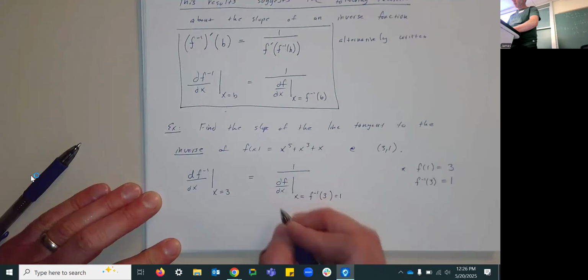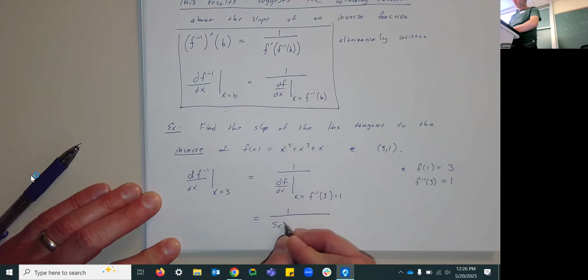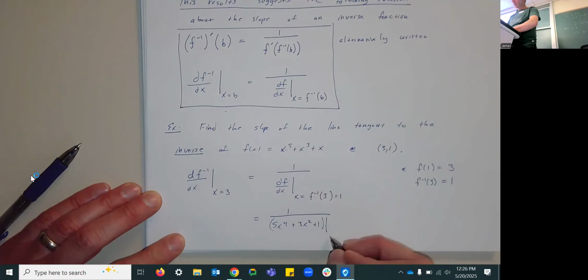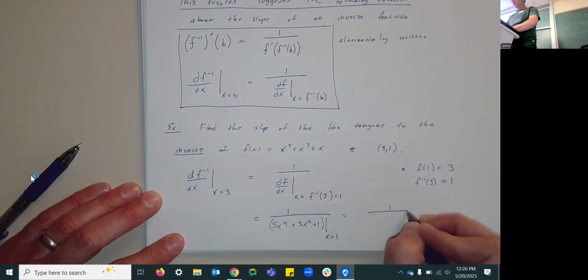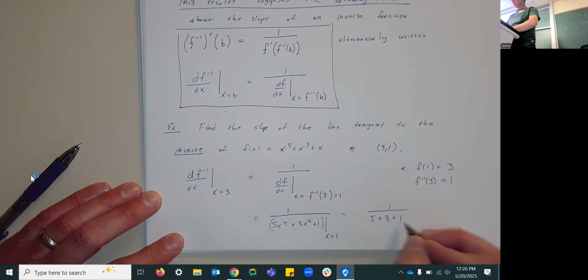So this is going to end up equaling 1 over, here our derivative is going to be 5x to the 4th plus 3x squared plus 1. And then we're going to evaluate that at x equal to 1. So we're going to get 1 over 5 times 1 to the 4th is 5, plus 3 times 1 squared is 3, plus 1, that's going to be 1 over 9.